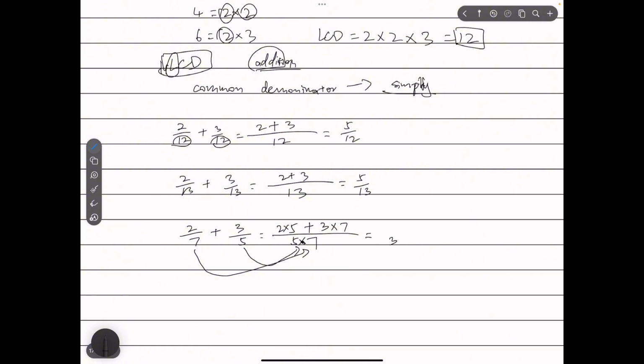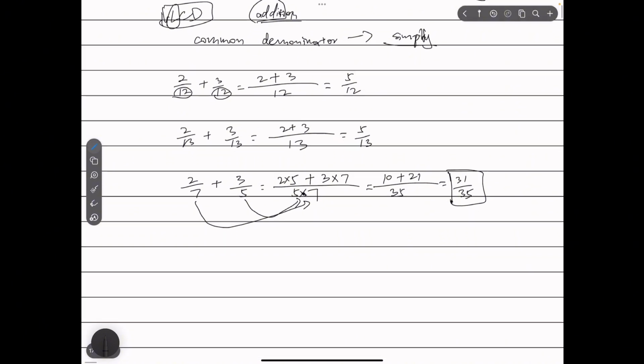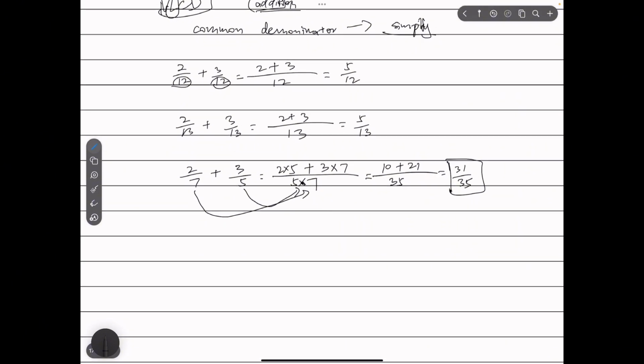After that, 5 times 7 is 35. On top, we get 2 times 5 is 10 plus 3 times 7 is 21. So that will give us 31 over 35. And this number is already in the simplified form, so that's the final result. But sometimes if it's not the most simplified one, we can always simplify the fraction after we get it.